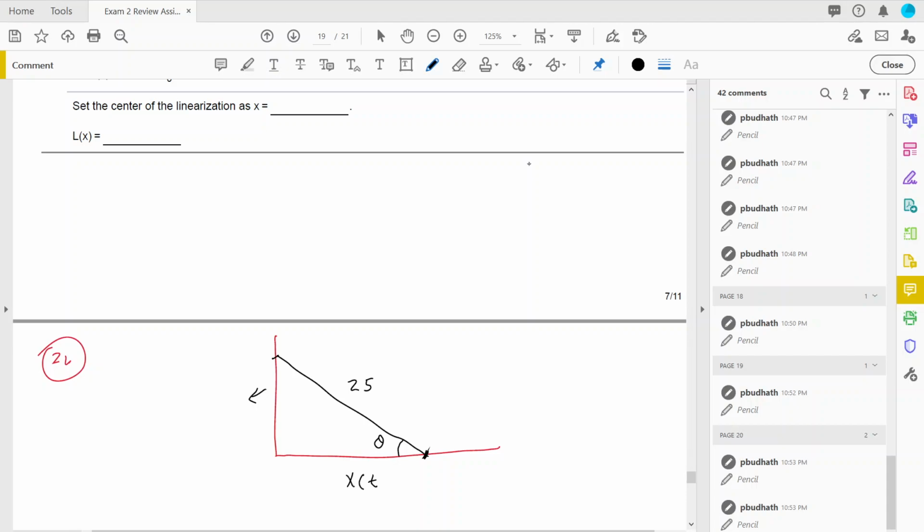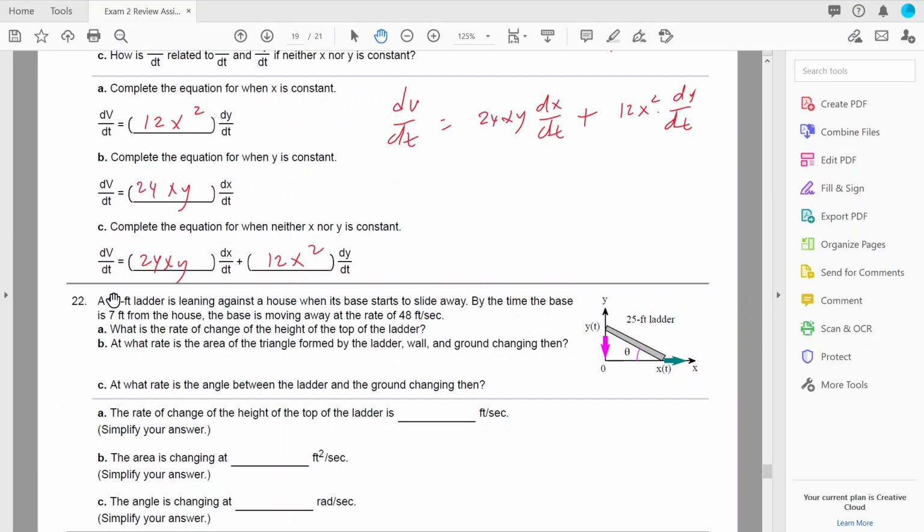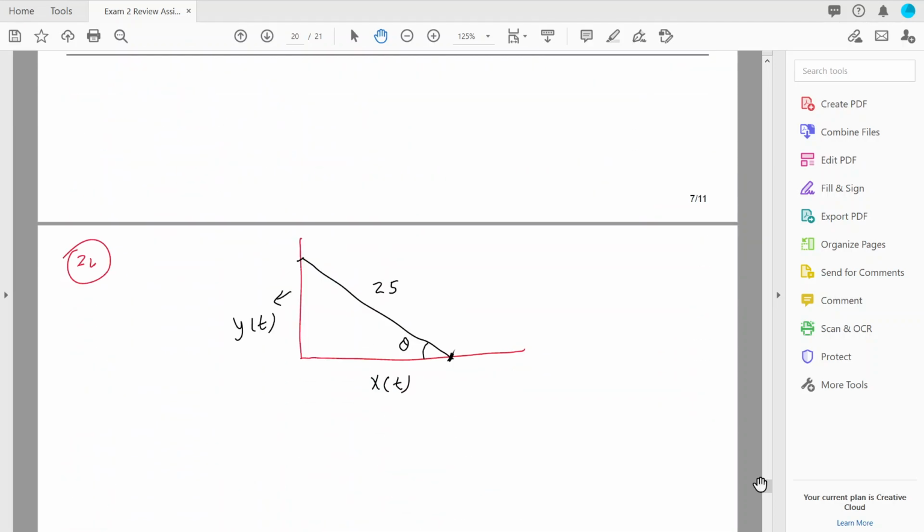That distance depends on the time, so it's a function of time. The height of the ladder is y, which is a function of time one more time. So now let's go back to the problem and read it one more time. The ladder is 25 feet, and we are given that when this ladder is 7 feet away from the house, so that means when this x is 7, the rate of change of this distance x is 48 feet per second. So this is the information we have.